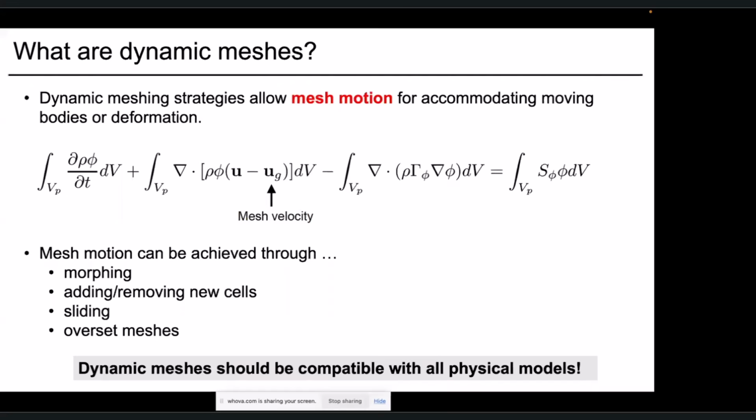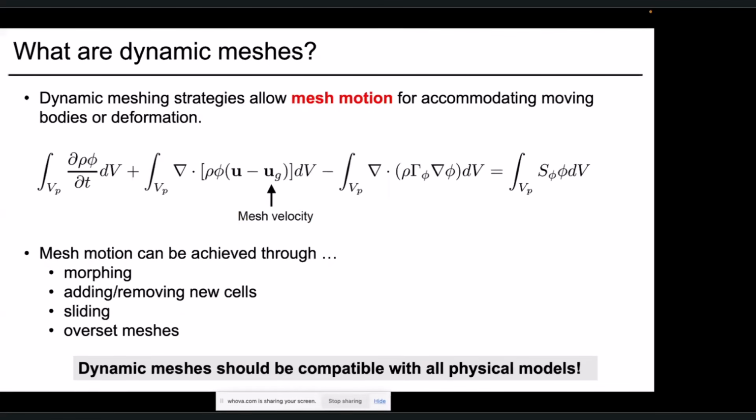The bottom line of this discussion should be that these dynamic mesh motion strategies are not particular to any physical model. So the different categories of mesh motion strategy that I will be presenting here should work for any physical model or any solver that you use for your problem using OpenFOAM.